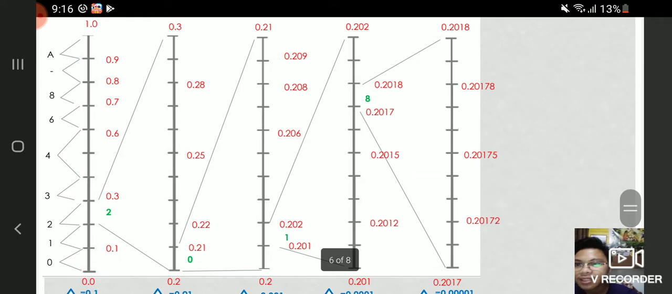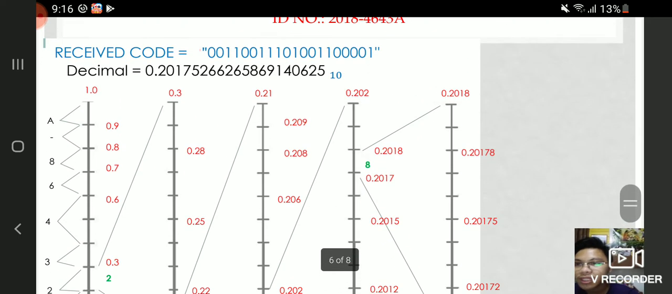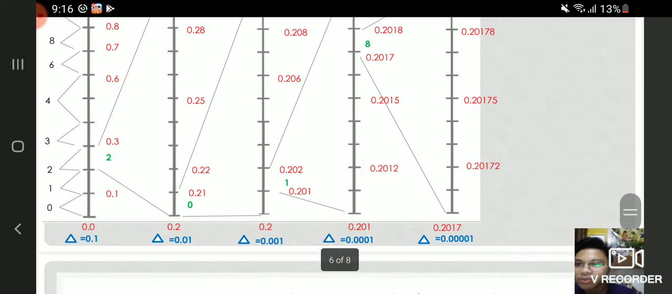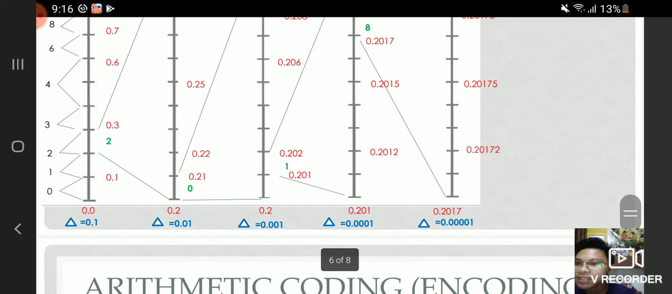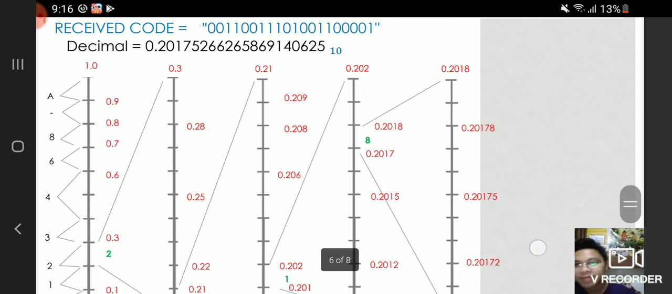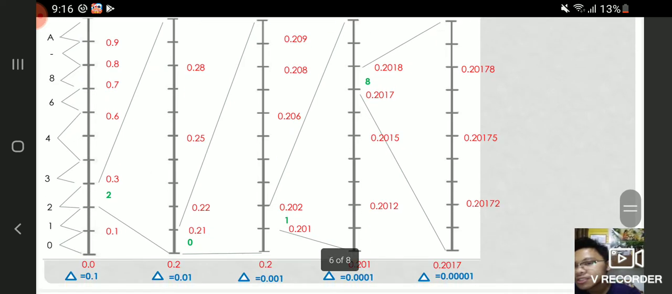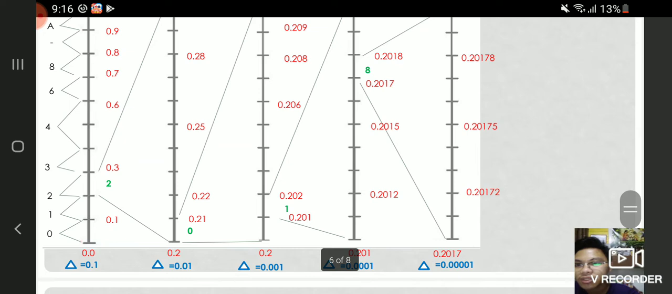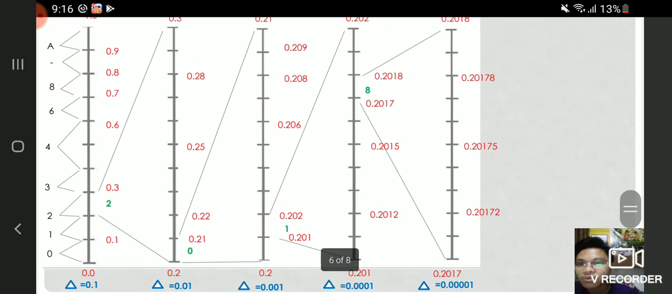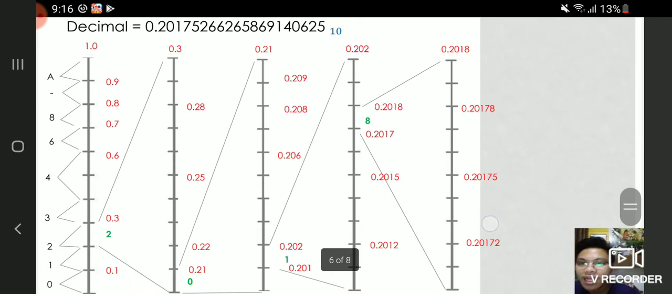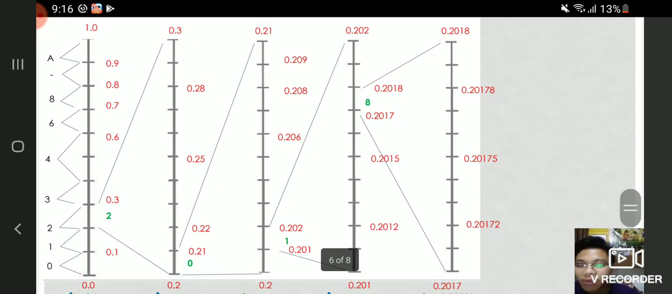Expanding it, we will locate again the decimal value here. The decimal value here is in between 0.21 and 0.2, which is aligned to the code word of 0. Expanding it and locate again the decimal value. The decimal value here is in between 0.202 and 0.201, which is the code word 1. Expanding it, locate again the decimal value here. The decimal value here is in between 0.2018 and 0.2017, and the code word here is 8.